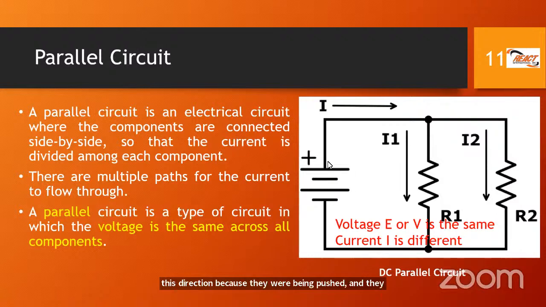Remember, the battery is like a pump. Remember when we used the water analogy? It's like a pump pushing the water through the circuit. When it gets to this dot here, this blob, that's a junction. And at that connection point, it splits into two directions. So that's why the current is different in each branch of the circuit, because the current is splitting into two, but both resistors see the same voltage.